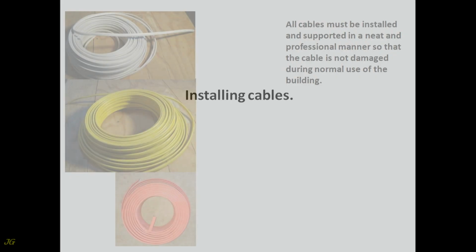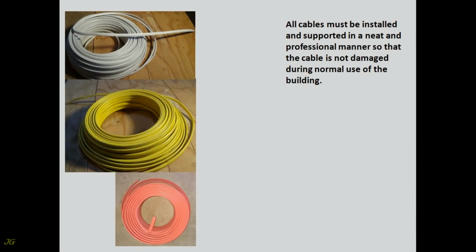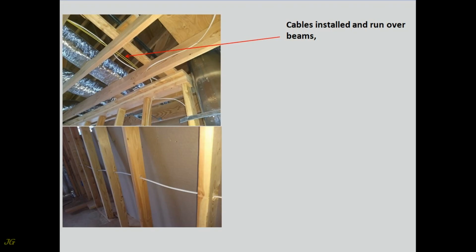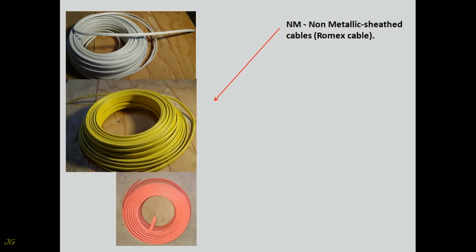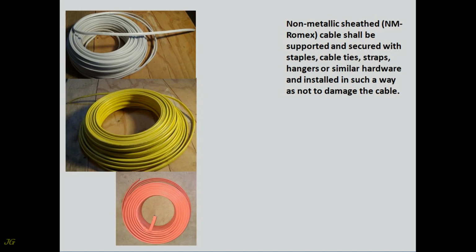Installing cables. All cables must be installed and supported in a neat and professional manner so that the cable is not damaged during normal use of the building. Cables installed and run over beams, through studs and in horizontal chases are usually naturally supported. NM, non-metallic sheathed cables, Romex cable. Non-metallic sheathed, NM Romex, cable shall be supported and secured with staples, cable ties, straps, hangers or similar hardware and installed in such a way as not to damage the cable.